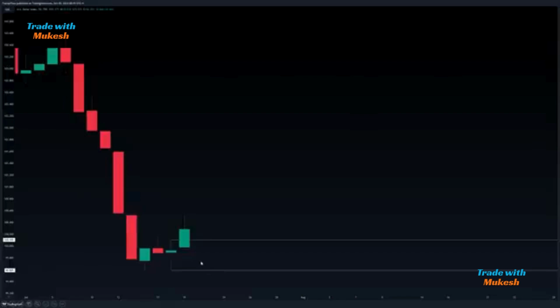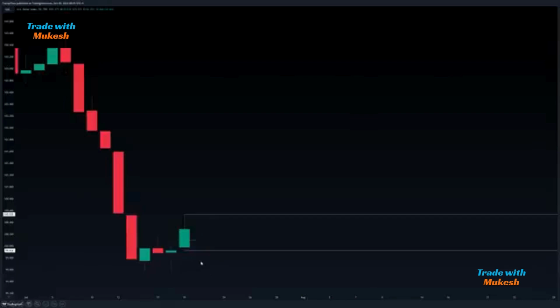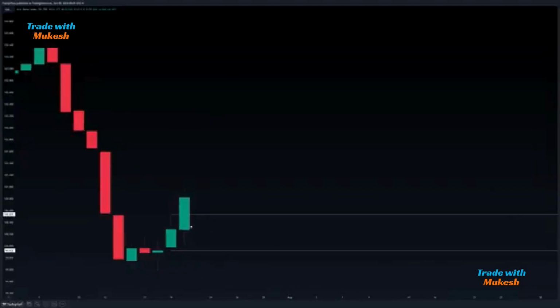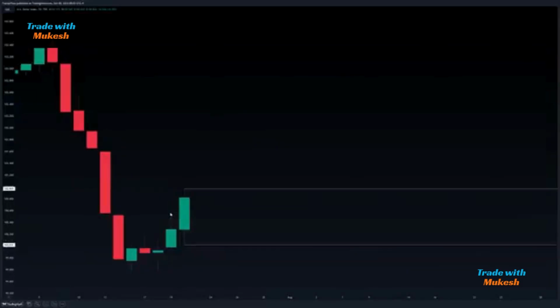Before moving on, we update the new high and low. Once again, we should see price at least reach the previous day's high or surpass the previous day's high in a bullish daily bias. In the next candle, we not only reached the previous day's high, but we also surpassed it, creating a new bullish bias. Now we update the new high and low.